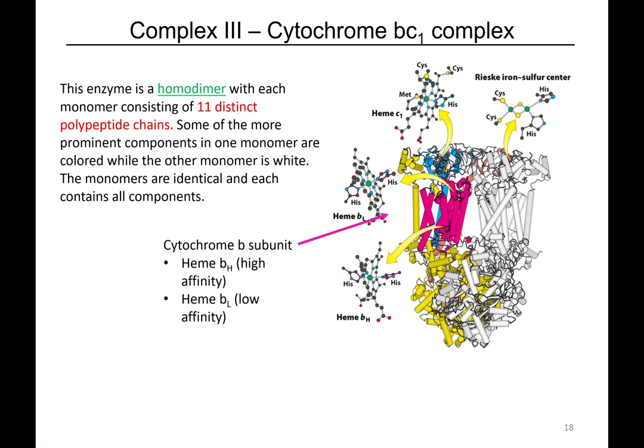Okay, so the BC1 complex, this is another really big protein. It's a homodimer. It's symmetric. If you look right down the middle here, it's perfectly symmetric. And each monomer has 11 distinct polypeptide chains. All this is to say is that the protein is really complex. It has a number of different heme groups.